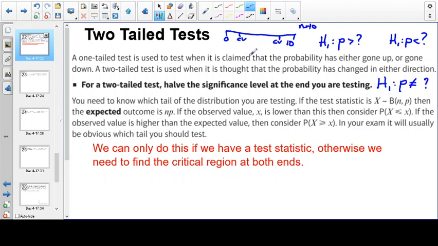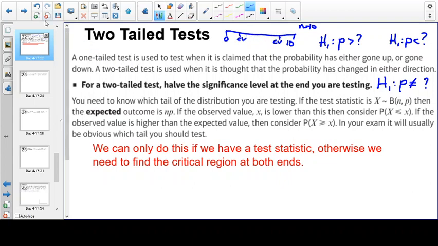The circumstance where you might only need to find one is if you are given a test statistic. If your test statistic is less than the expected outcome, then you really only need to consider the lower end. If your test statistic is greater than your expected outcome, then you really only need to consider the top end. If you don't have a test statistic, then we are going to have to find both of these.